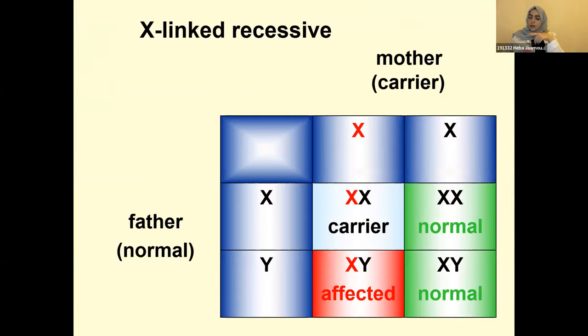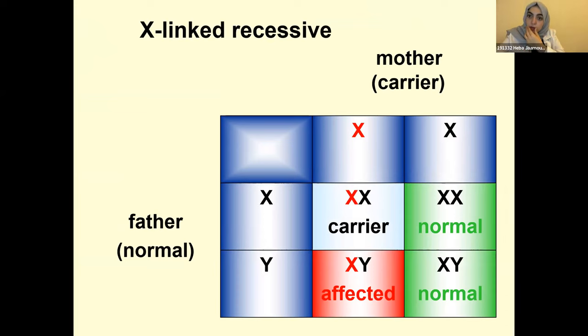Or if we have a mother that's a carrier and a father that's normal, then there is a 50% chance of getting a normal kid, either son or daughter, so male or female. And you can get a 25% chance of a carrier and a 25% chance of an affected.